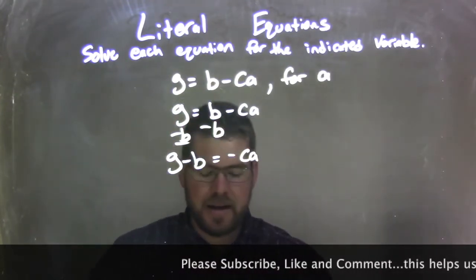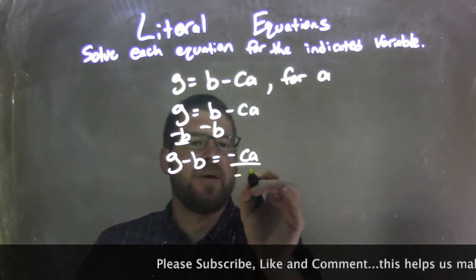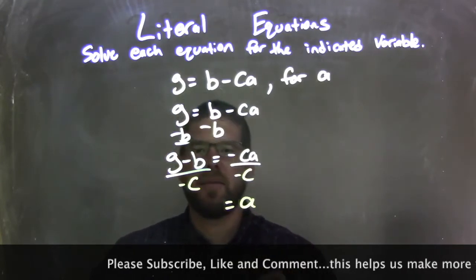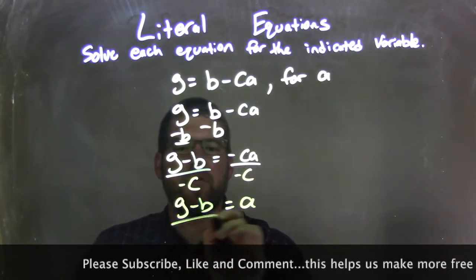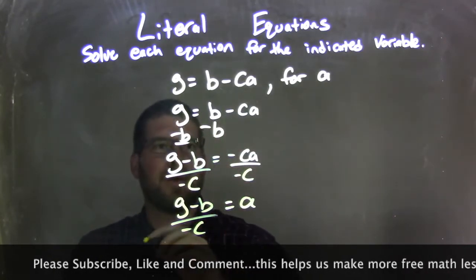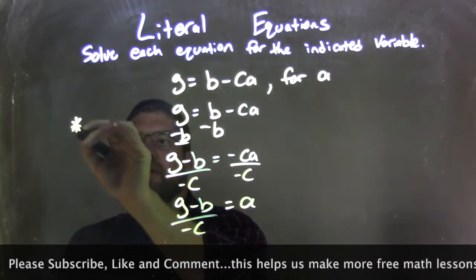Then I need to divide by a negative c. Divide by a negative c on both sides, and that leaves me with just a positive a on the right, and I have g minus b over a negative c on the left. Okay? Now I'm going to show you a little trick here. A little note here.